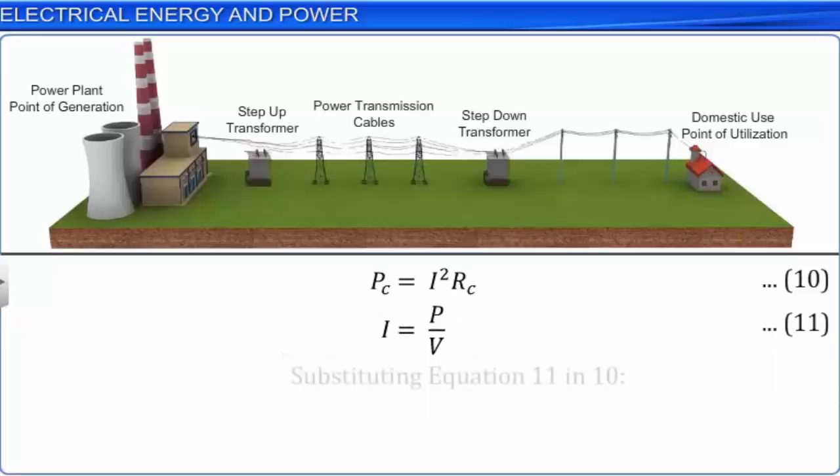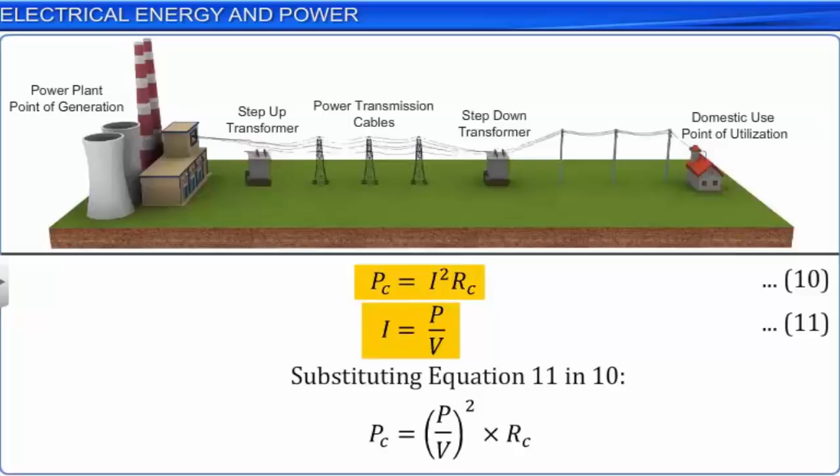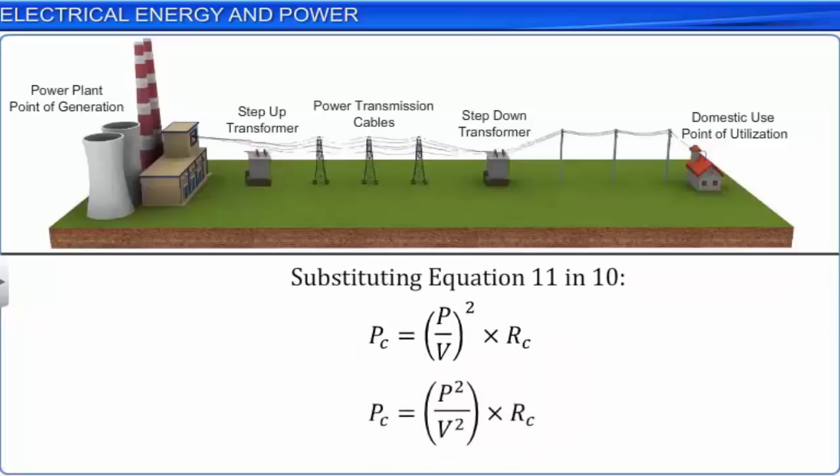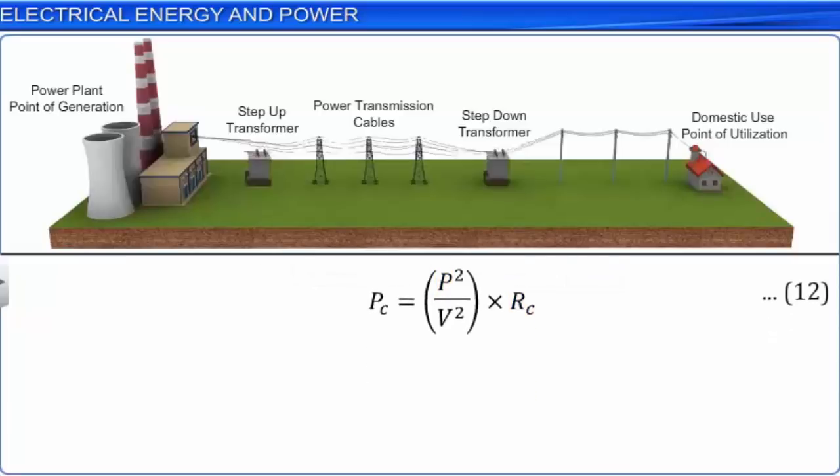Substituting equation 11 in 10, we get PC is equal to (P by V) whole square into RC. That is, PC is equal to P square by V square into RC. Let this be equation 12. This equation helps calculate the power loss PC due to the resistance RC in the transmission cable. In equation 12, we can say that the values of power P generated at source and the resistance RC of the cable are constants. Therefore, it implies that the power loss by the cable PC is inversely proportionate to the square of the voltage generated.